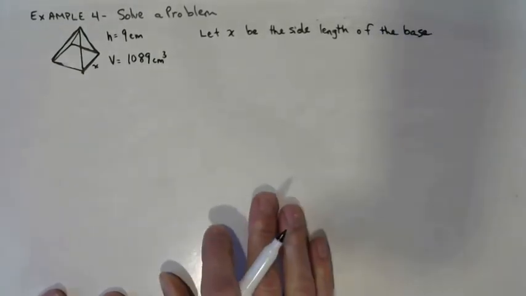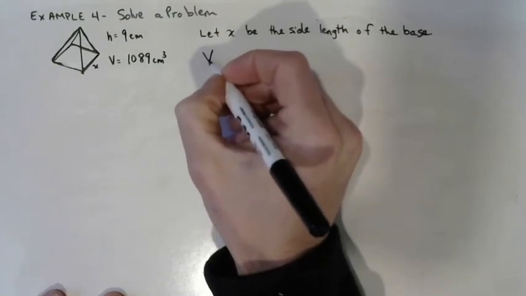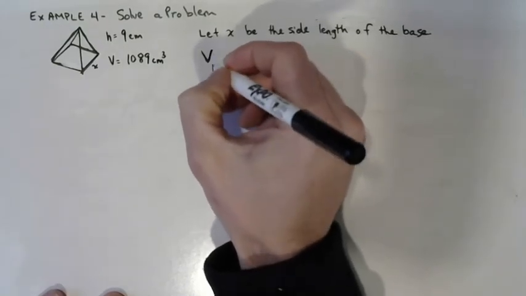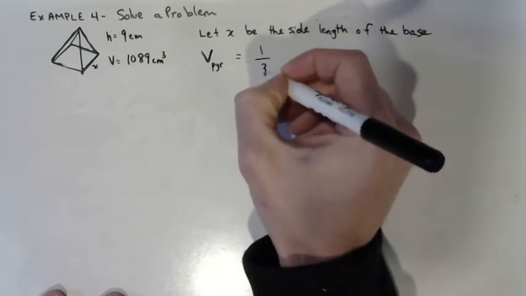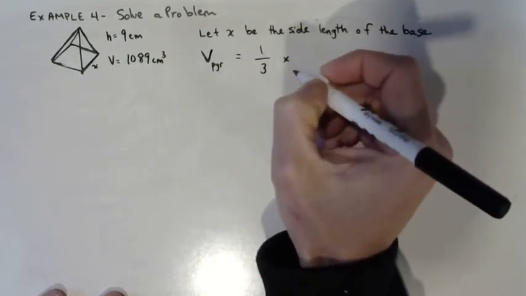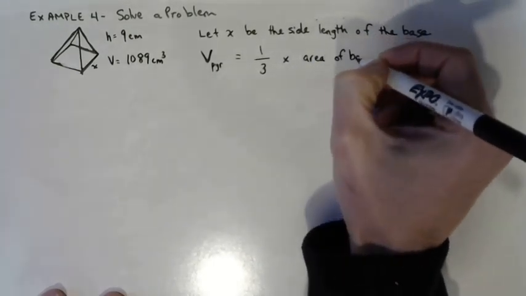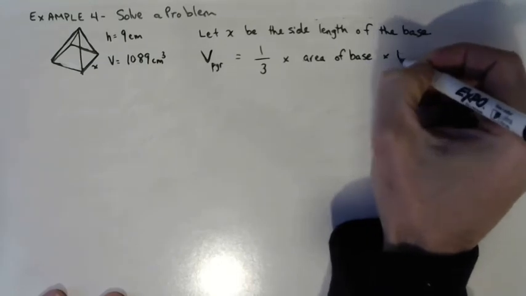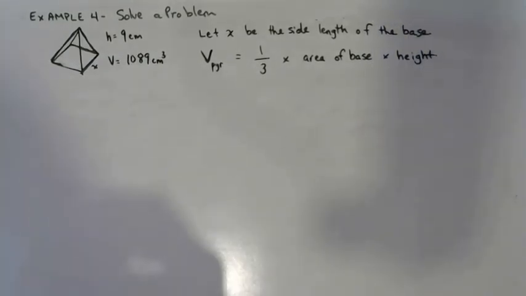We're going to let x be the side length of the base, and then we also need a formula for the volume of a pyramid. The volume of the pyramid is, and I'm giving this to you, 1/3 times the area of the base times the height of the pyramid.